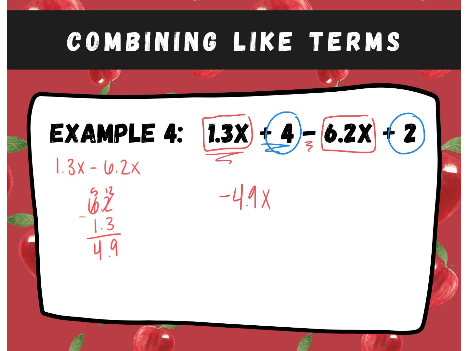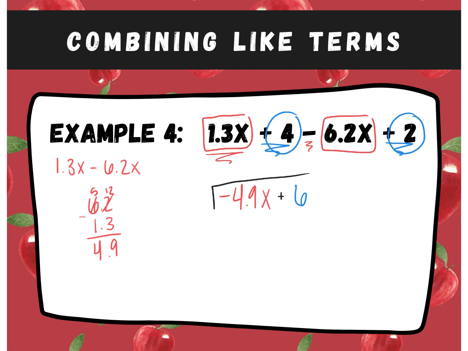I'll look for the sign in front of each. I see that the 4 has a plus in front of it, which means we can think of it as a positive 4. I also see that the 2 has a plus in front of it, so I need positive 4 plus 2, which of course is 6. I'll write that as plus 6.